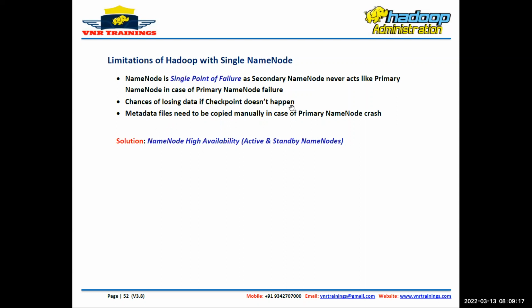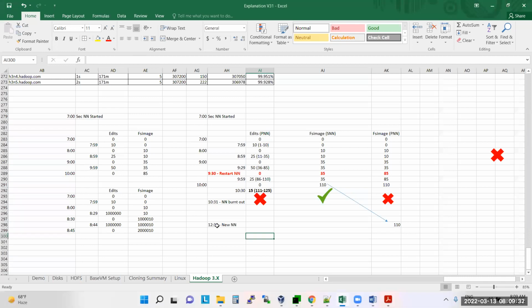If the checkpoint doesn't occur and the name node machine is completely damaged, then metadata files need to be copied manually in case of a primary name node crash. Here I'm getting the new name node, but when I install it, is the new name node automatically taking the FS image from here, or do you need to copy from here to here? Manually, you have to copy it. It's a manual process, nothing is automatic here. When you get a new name node, you need to install Hadoop, create all the folder structure, and copy the FS image backup from the secondary name node to the primary name node manually. It's a complete manual process.